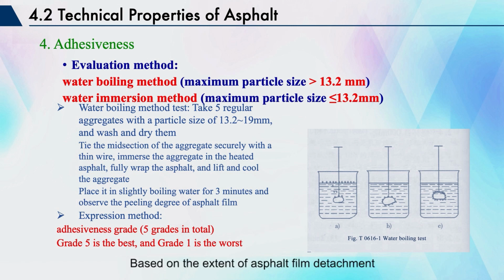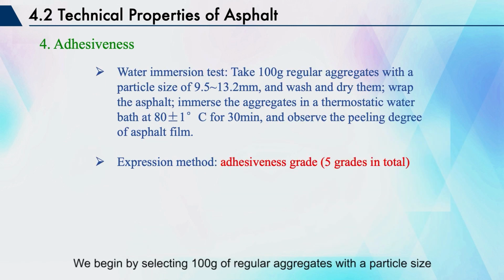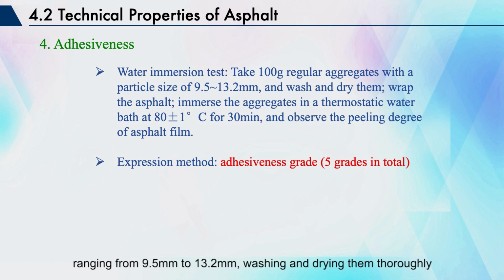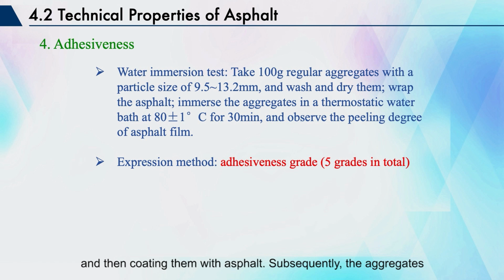Based on the extent of asphalt film detachment, adhesion is categorized into 5 levels, with level 1 being the poorest and level 5 being the best. Now let's take a closer look at the water immersion method. We begin by selecting 100 grams of regular aggregates with a particle size ranging from 9.5 millimeters to 13.2 millimeters, washing and drying them thoroughly, and then coating them with asphalt.